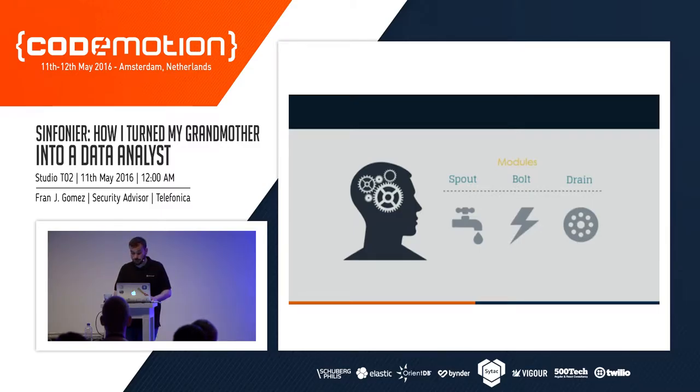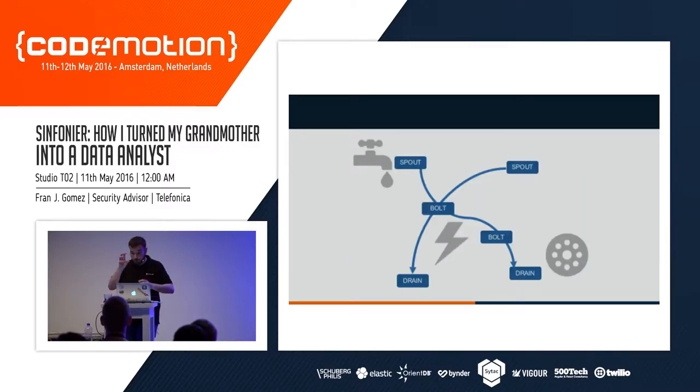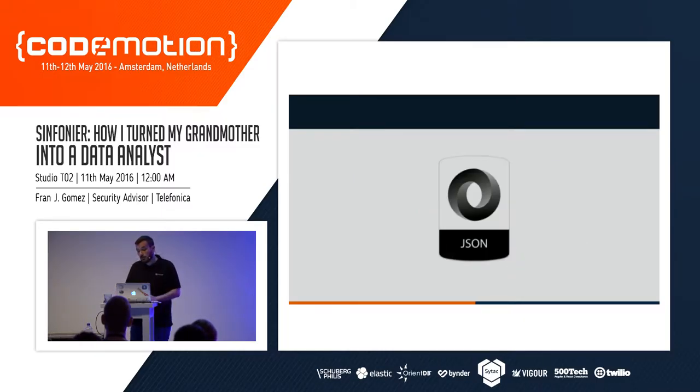Okay, and then you get all these models put together, and you have your topology. This is better than coding all the topology every time. As I say, we are using JSON. When you are working with Sinfonier, you have one JSON tuple where all the information that you are processing is put in.